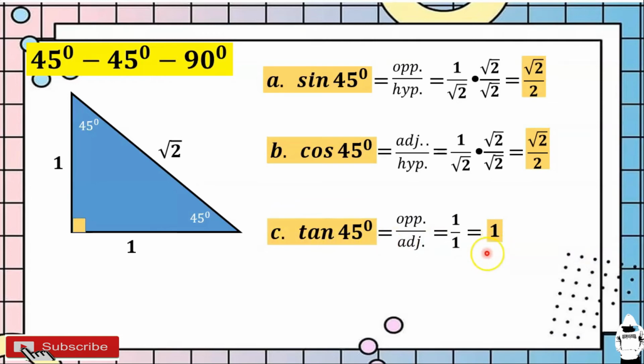Kung gusto nyong kunin yung cosecant 45 degrees, reciprocal lang po nito. Same with cosine 45, gagamitin natin, or reciprocal ng cosine 45 degrees, that is secant 45. O pag kinuha nyo yung secant 45 degrees, reciprocal lang po ng cosine 45. Same with, kapag kinuha nyo yung cotangent 45 degrees, reciprocal lang po ng tangent 45.